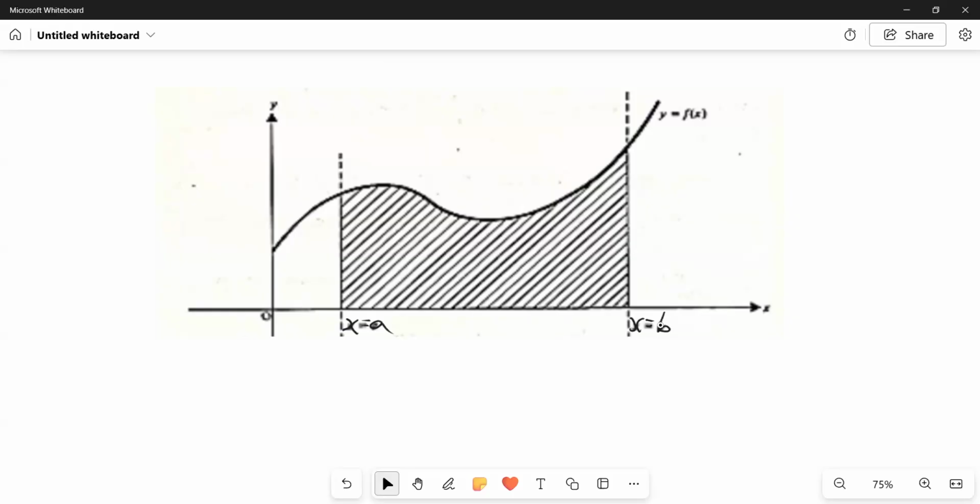And basically what they're telling us here is that they want us to find that area, and this time the area is between that function and the x-axis. They want us to find that area there.